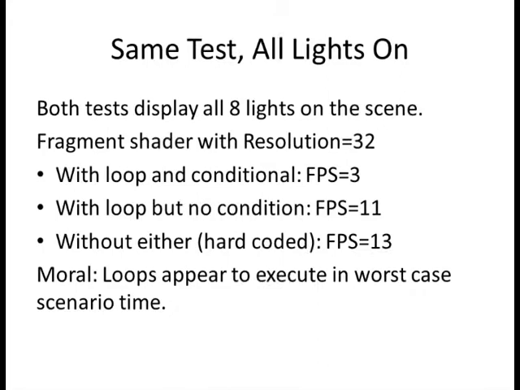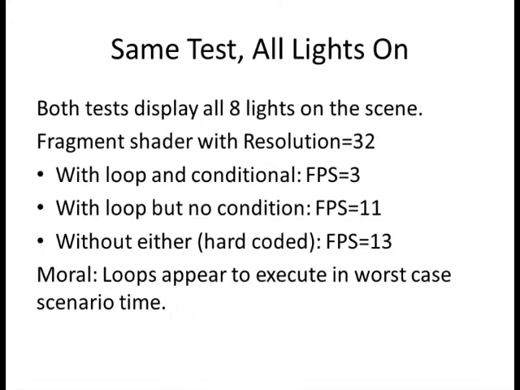And then I compared those results with the corresponding fragment shaders that each had 1 light and 8 lights using the while loops and the if conditions. What I found was actually pretty shocking for how OpenGL works. The results from the first test were that only having 1 light in the scene resulted in 13 frames per second when it was hard coded in. But with the conditional, the result was only 3 frames per second.